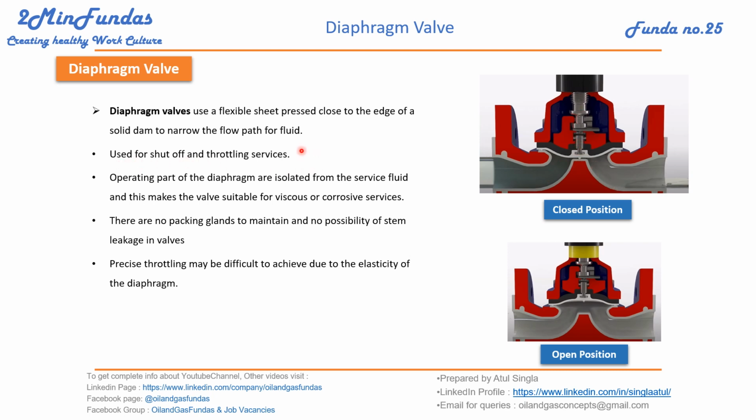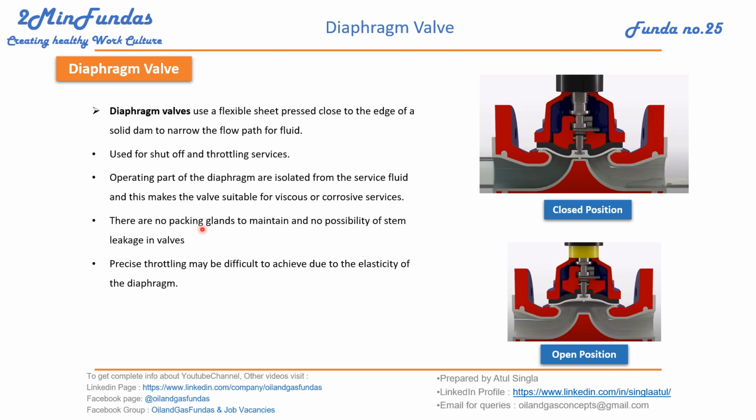It is used as a shut-off and throttling valve. Again, we are going against the flow, that means it is producing the throttling effect. There will be a huge pressure drop. The operating part of the diaphragm is isolated from the service. This is a very unique feature here. If you see, the diaphragm is isolating the flow from the other body parts, so there is no chance of the fluid entering inside the body. That is making it very useful. This makes the valve suitable for viscous and corrosive services, because it is not allowing the fluid to enter anywhere else.